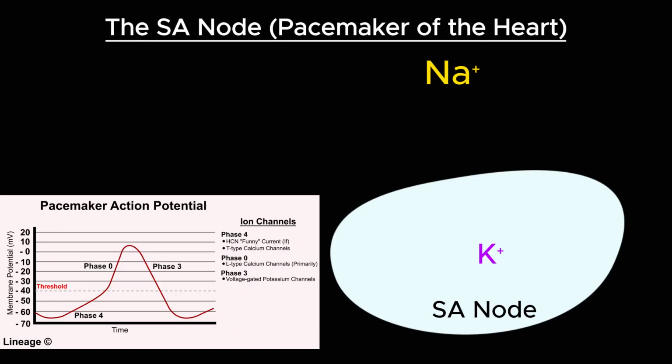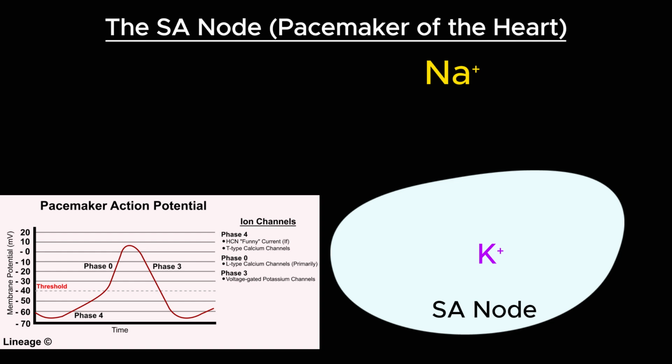The sinoatrial node fires ions through the cardiac conduction system. When these impulses are passed down, it depolarizes the heart cells, causing contraction. On the bottom right is an action potential graph which helps visualize this process. This is how that process works.